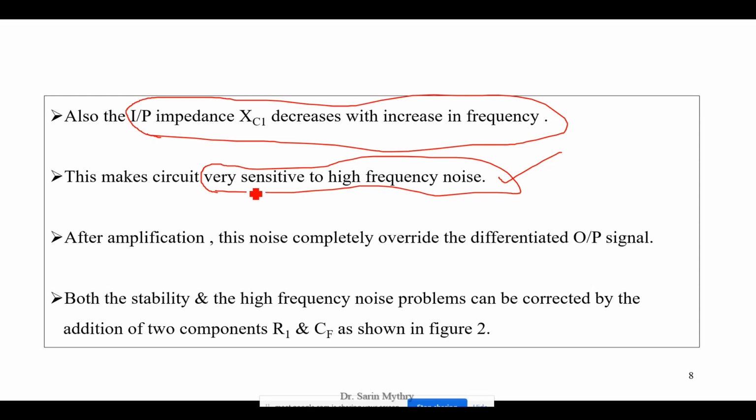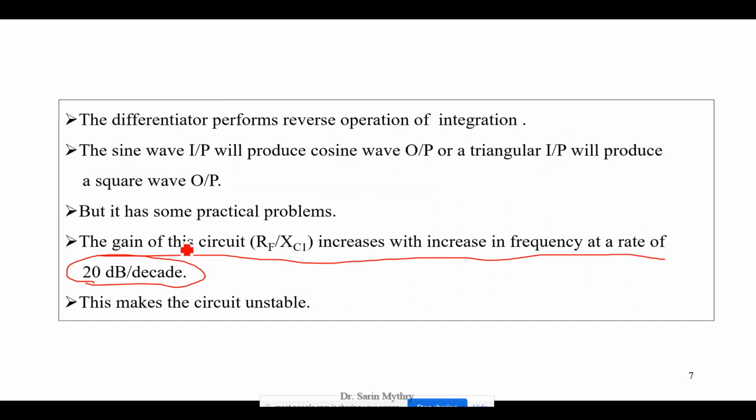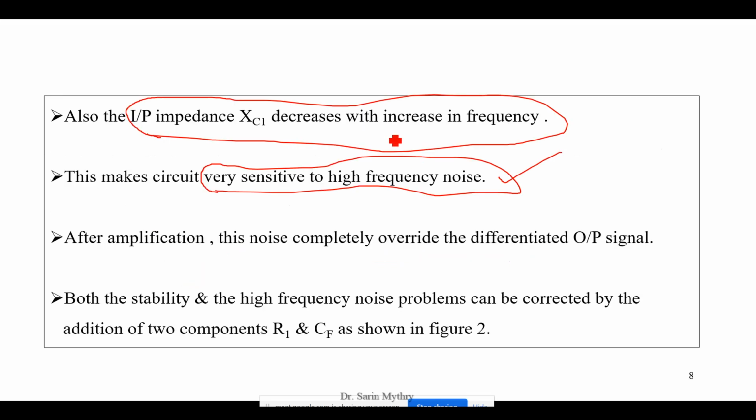The first problem is what? The gain is going to increase with the increase in frequency. The second problem is what? The input impedance is going to decrease with the increase in frequency. What happens if the input impedance decreases with the increase in frequency? Because of that, high frequency noises can get added into the input signal. So these are the two main problems.